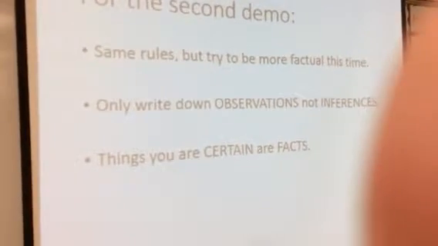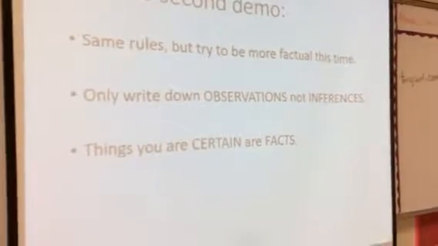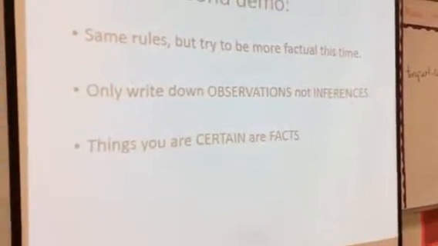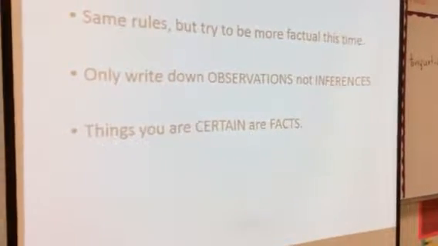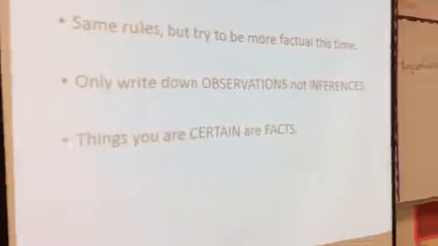So for our second demo, we want the same rules, but we want to try to be more factual. Write down only observations, not inferences. An inference is when you take what you observe and you apply it to your prior knowledge and you make an assumption about it. We don't want to do that. We want to stick to things that are certain facts.